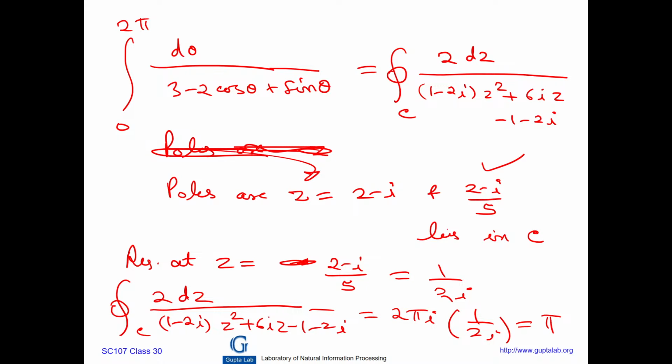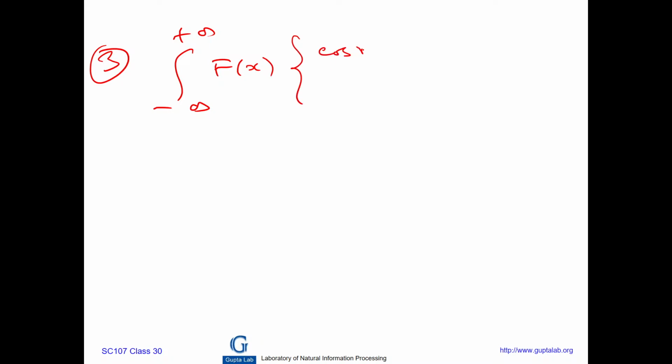Right. Now look at another case. So actually the third case, when you want to integrate from minus infinity to plus infinity f of x times some multiplication function, either cos mx or sin mx, where f of x is a rational function.